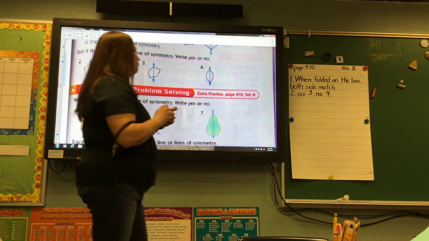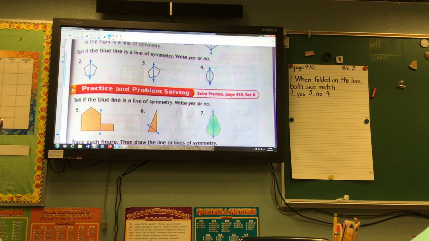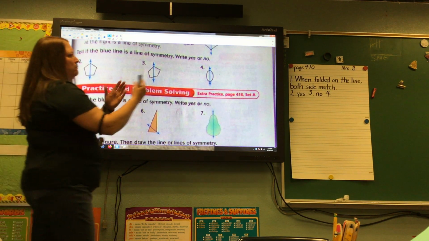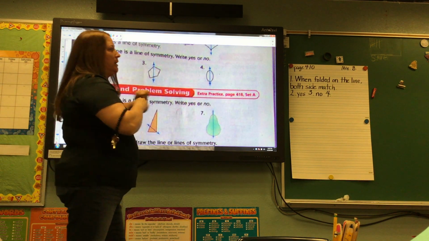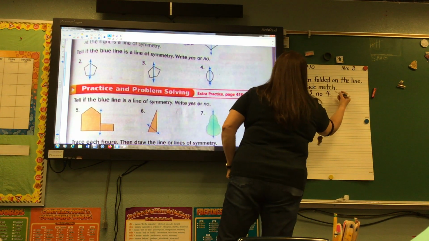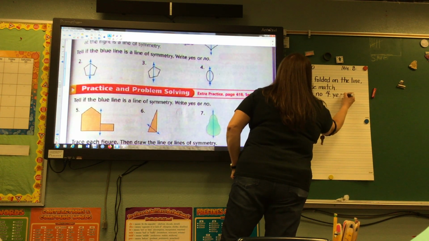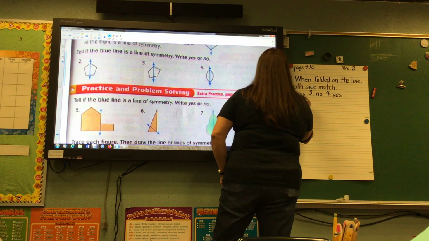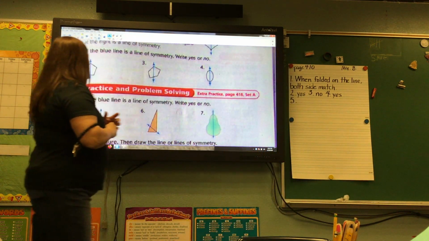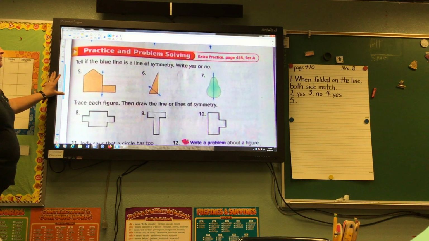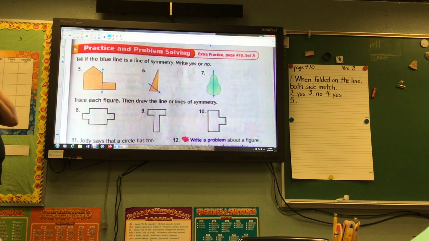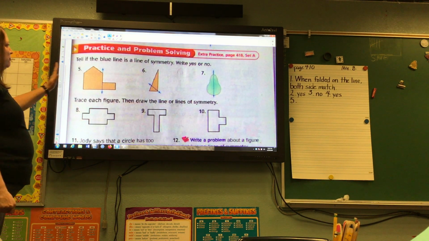Now let's take a look at number 4. What about number 4? If I was to fold it on that line, would there be a line of symmetry? Would those sides match? Yes, they would. Okay, and I'm also going to come down and take a look at number 5 down here. Now be careful. They're going to throw some different shapes at you now. I want you to take a look at where they're showing where we're going to fold those shapes.